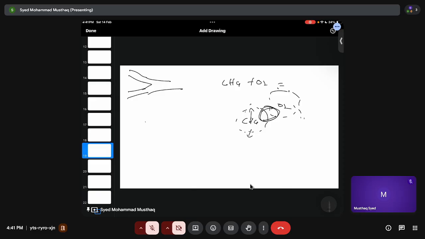Now coming to, let's talk about the excess. Now we are talking about excess, right? So let's do the material balance for excess air. We didn't do the material balance for this exercise, right? Okay.